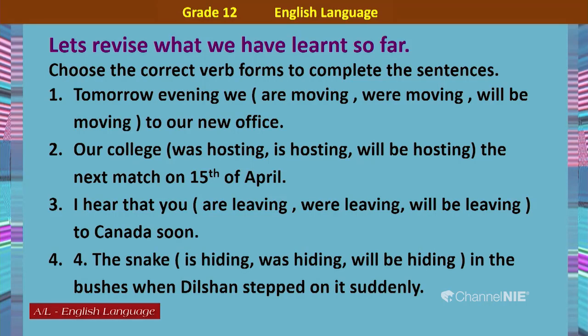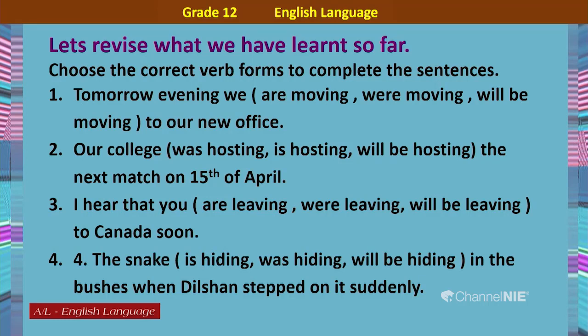We have 4 sentences. Let's look at: tomorrow evening we to our new office. Tomorrow evening, so we have a time indicator very clearly. We are moving, were moving, will be moving to our new office. Because it is tomorrow, it is very clear we cannot take past tense, were moving. Is it between are moving or will be moving? Because we have given the clear indicator tomorrow evening, the most correct one is will be moving to our new office.